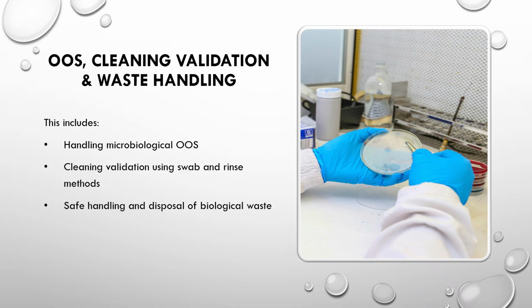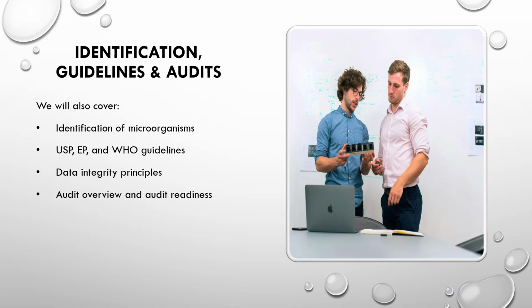So remember, handling out of specification results ensures product quality, cleaning validation prevents cross contamination, and proper waste handling maintains laboratory safety and environmental protection. All these steps are essential parts of pharmaceutical microbiology and GMP practices. Next is the identification, guidelines, and audits.